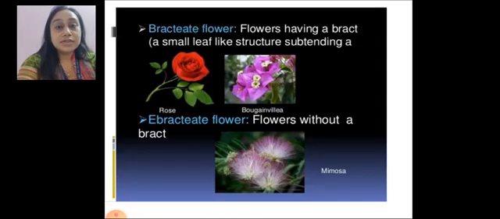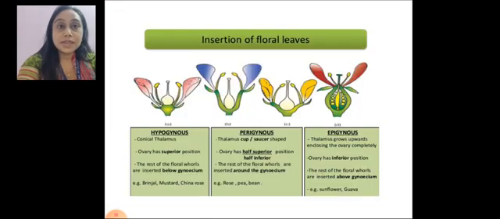Then we studied that flowers can be divided into two types: bracteate flower if the flower has bract, and ebracteate flower if the flower does not have any bract. Then we divided the flowers into three types: hypogynous, perigynous, and epigynous, based on the position of the ovary with respect to the sepals, petals, and the androecium.